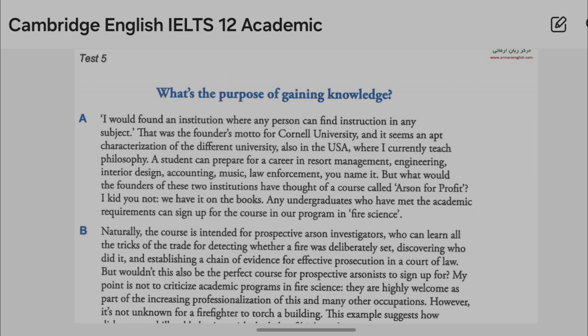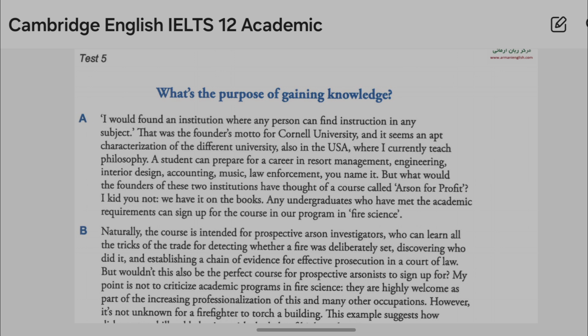But what would the founders of these two institutions have thought of a course called Arson for Profit? So here the writer is very surprised and asking a question about what would be in the mind of the founders of the institutions while making a course named Arson for Profit.